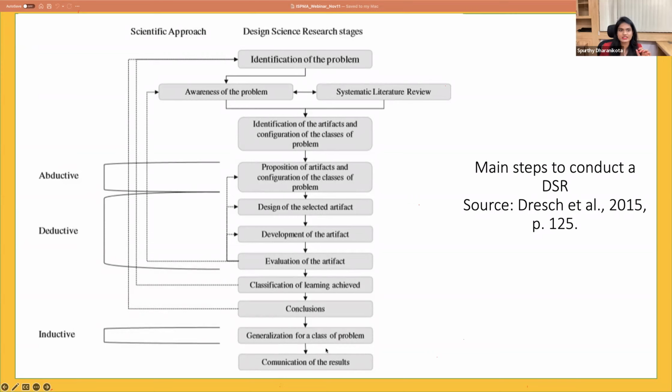And then abductive, you see, it's a combination of deductive and inductive techniques. So you deduce and then you induce new knowledge, and you deduce again. So it's an iterative process. It has both the components, and that's why it's called abductive. Thank you.